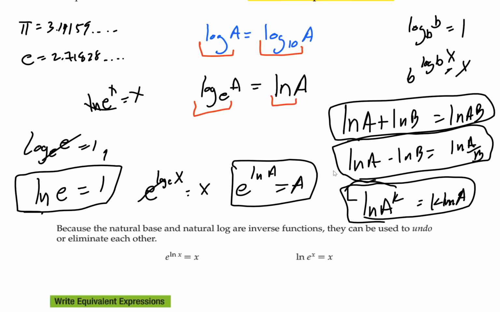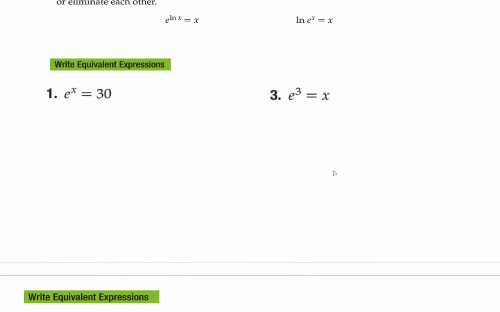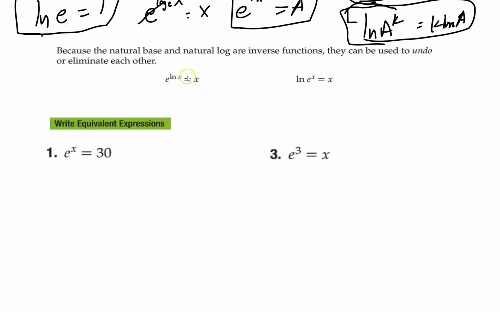Let's solve some problems. As we just discussed, right? e to the natural log x equals x. These can reduce and cancel out. Natural log of e right here reduces and cancels out. And that's kind of our whole goal for today's lesson. We want to be able to solve e and natural log problems.